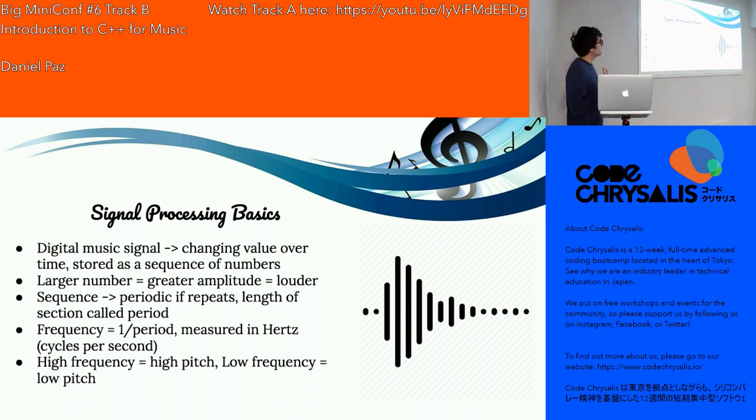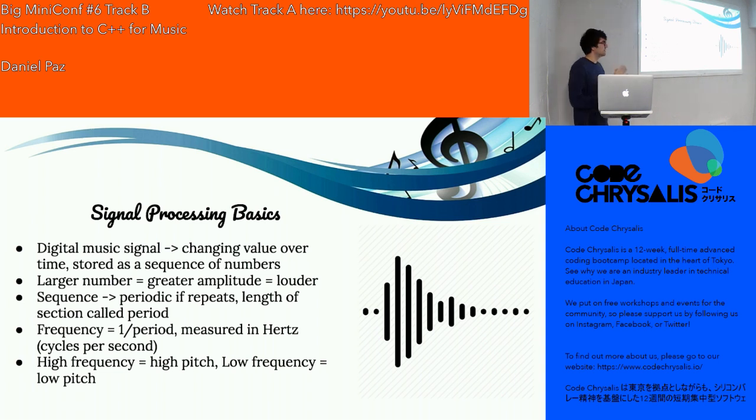Okay, so some signal processing basics. A digital music signal changes value over time. That is stored like a sequence of numbers. Is anyone familiar with this at all? The larger the number, the greater the amplitude. So if you see here, it's bigger, that means it's louder. If anyone's familiar with the waves on SoundCloud or something, you can see when it's bigger or not.